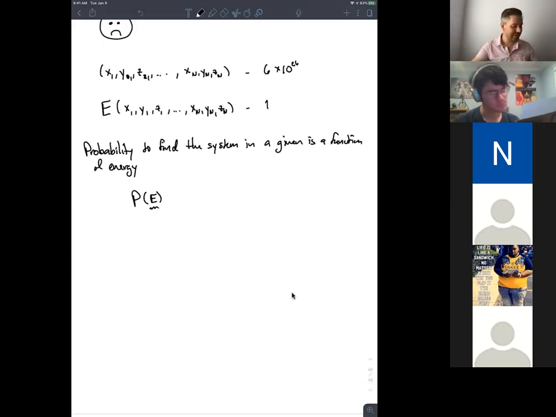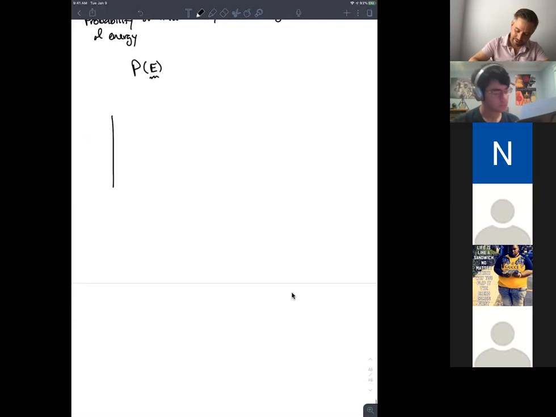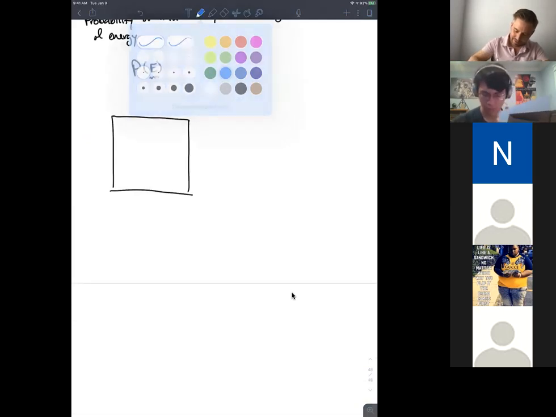All right, so let's do it. When we start out doing this, we're going to start out with the simplest possible scenario. Let's say that we have, again, our box, and our box has atoms and molecules in it.